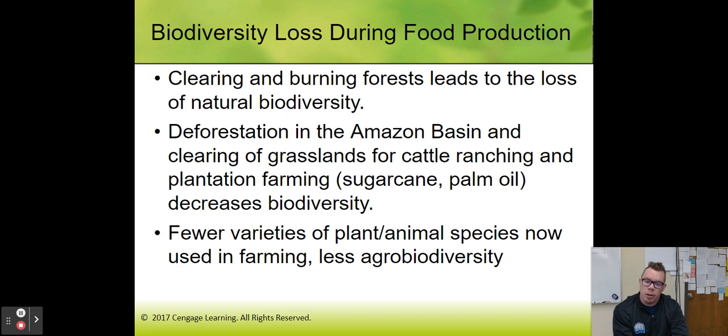So there's fewer varieties of animal and plant species now used in farming. So there's less agrobiodiversity. Okay. So we were talking the other day in 9.2 about how we're down to 14 different species of plants and animals that we're using. Agrobiodiversity, agriculture, life, diversity. That's what we're talking about there. So we're only using 14 total. Okay, so we have very low agrobiodiversity.